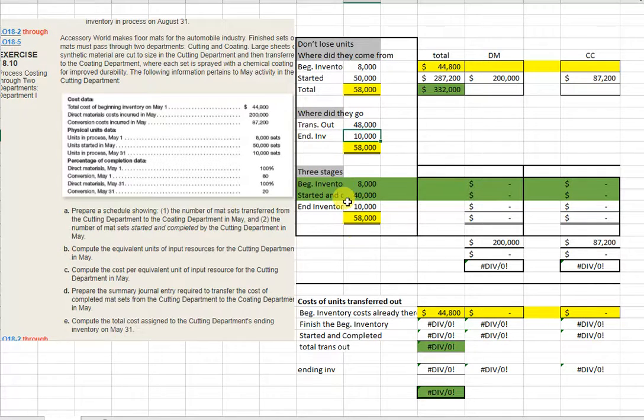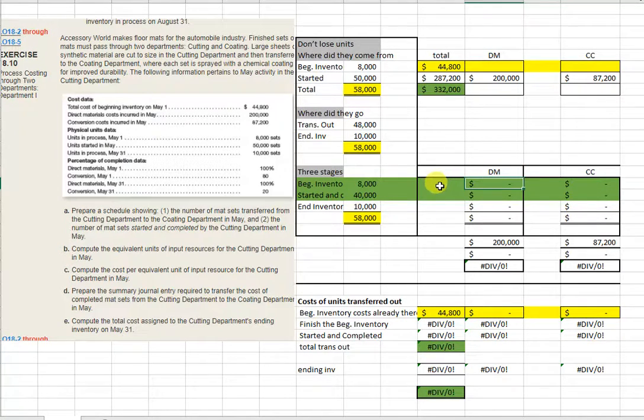All right, so let me talk about this first. I got ahead of myself. I know there's only 3 stages of units. They're either I need to finish them, beginning inventory, I started and finished them, or I started them but didn't finish them. So again, let me restate that. My beginning inventory, I finish it, I start and finish these, and I start these but don't finish them. So now I need to ask myself, so this is going to be my direct materials column, and this is going to be my conversion cost column.